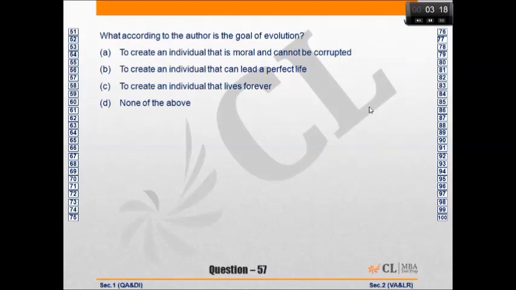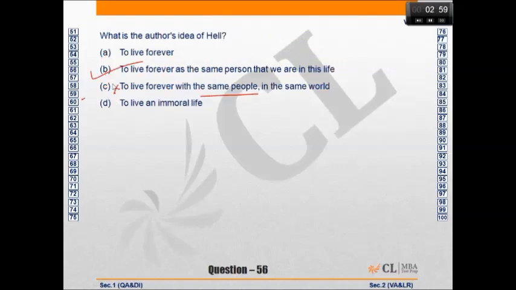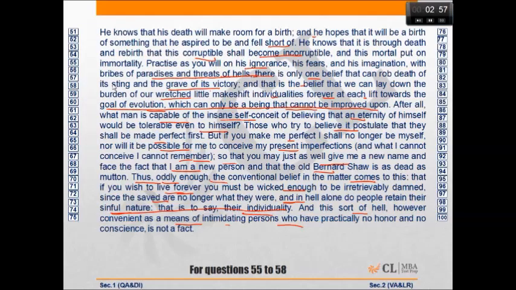Okay. 57. To create an individual that is moral and cannot be corrupted. No, this is incorrect. Cannot be perfect. Okay, this, create an individual that can lead a perfect life. No, that lives forever. No. Let me just check once again. Since I have time, let me not take a chance.